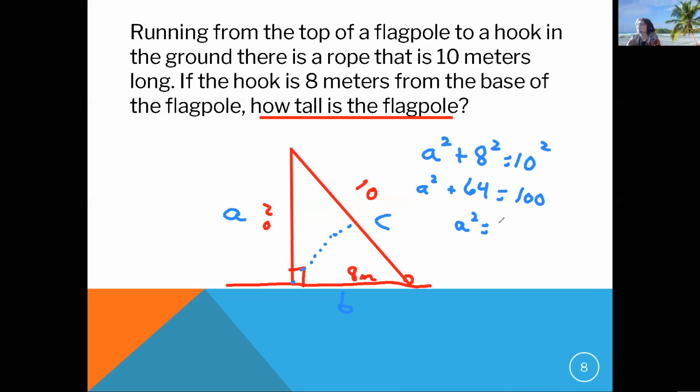I was about ready to give you the answer. If you caught me, I was about ready to say it, no, I gotta close my mouth. And then what's the square root of 36? 6. Yeah, square root of 36 is equal to 6. So this flagpole is 6 feet tall.